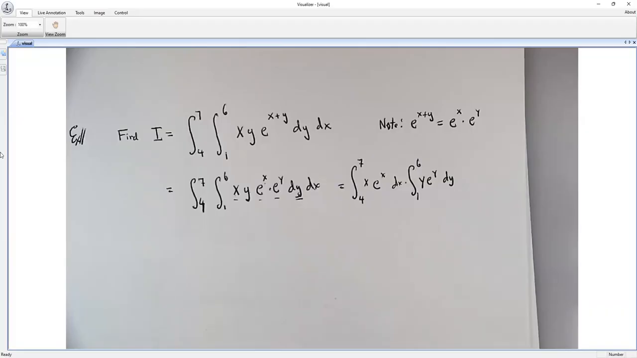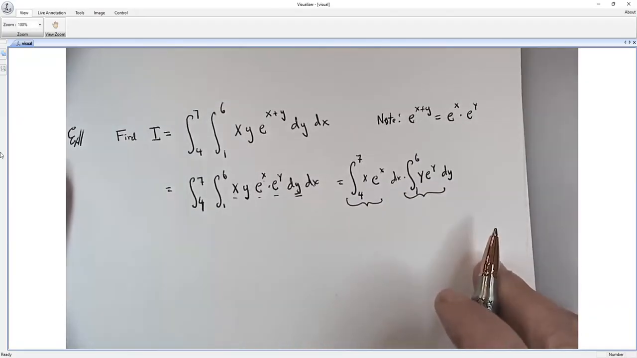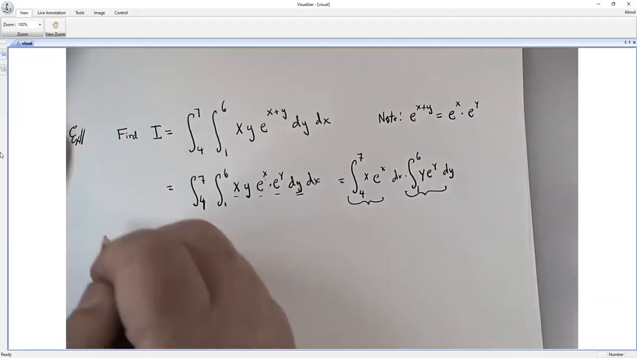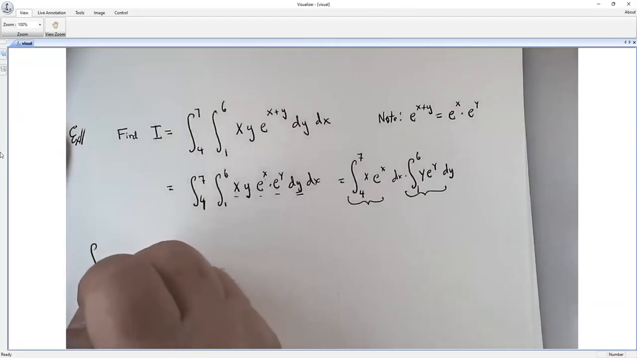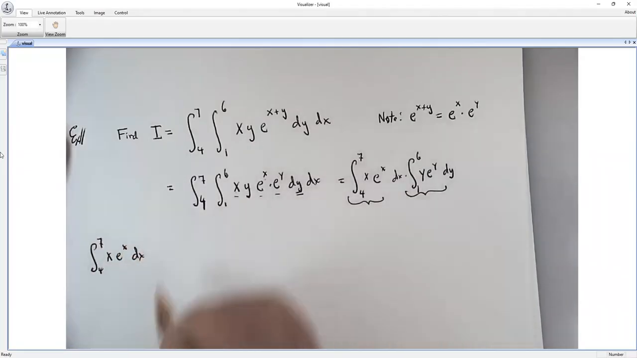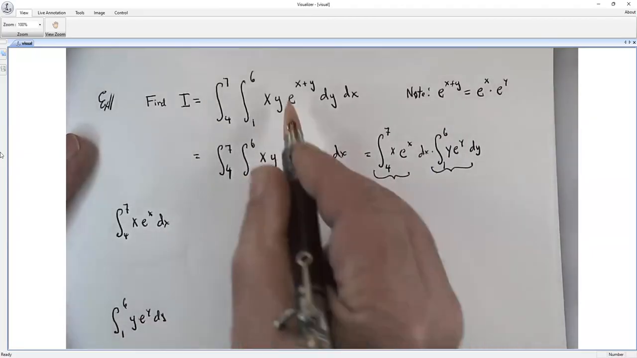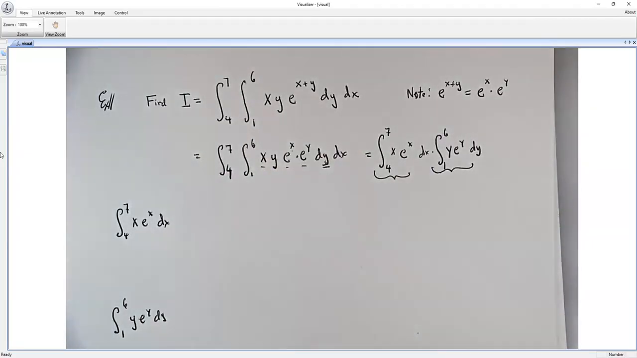All right, so now I just got to evaluate these two guys. Now, this is the part that should scare you. So let's integrate this guy. Let's integrate from 4 to 7 of x e to the x dx. And then we're going to integrate down here, the integral from 1 to 6 of y e to the y dy. Again, this was a very special function. I want to emphasize this. Most problems I'm going to give you will not be like this. I will give you maybe one of them where I can break this up and save a little bit of time.